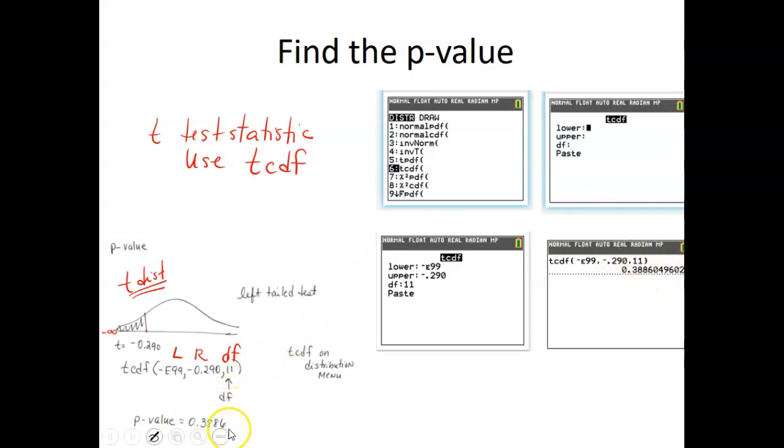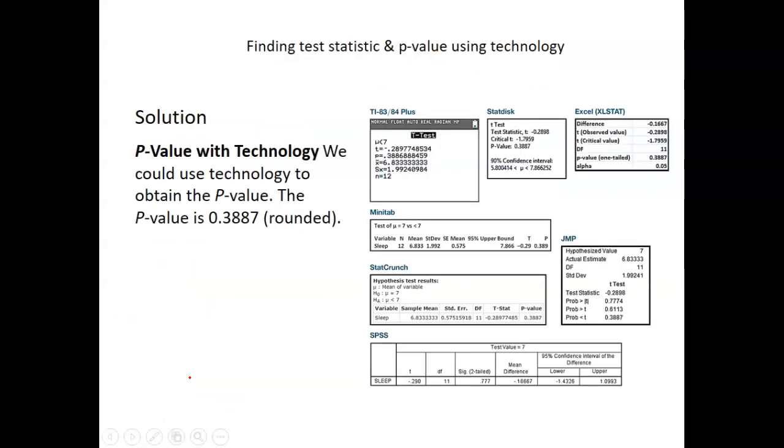I don't need to double it because it's a one-tailed test. It was a left tail. And so from that we can get our p-value.